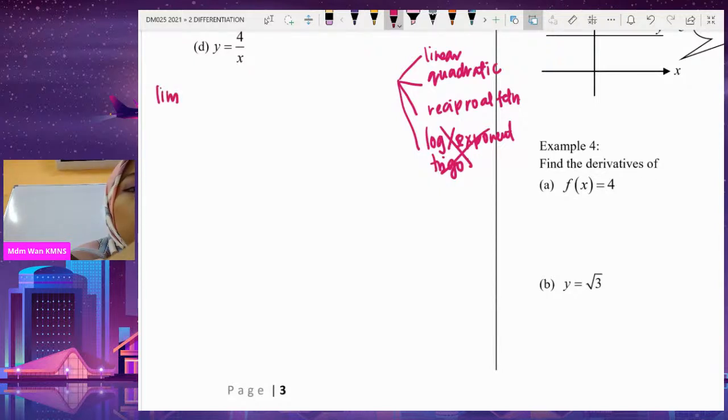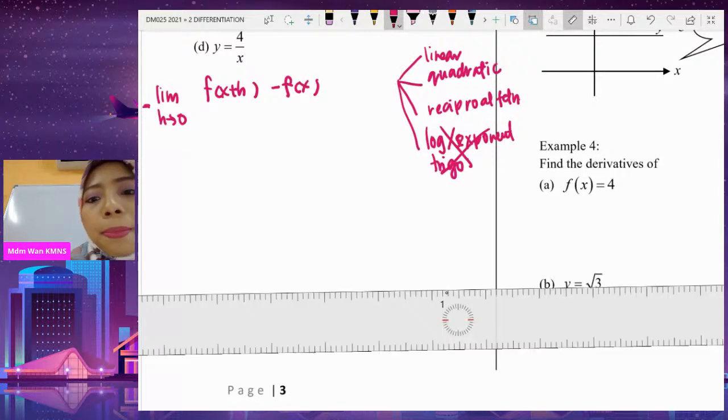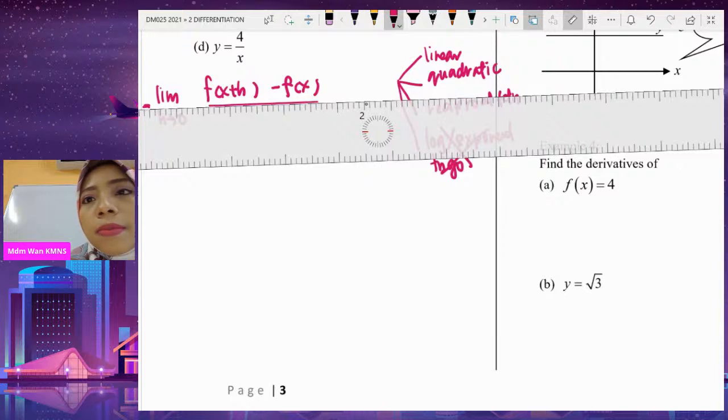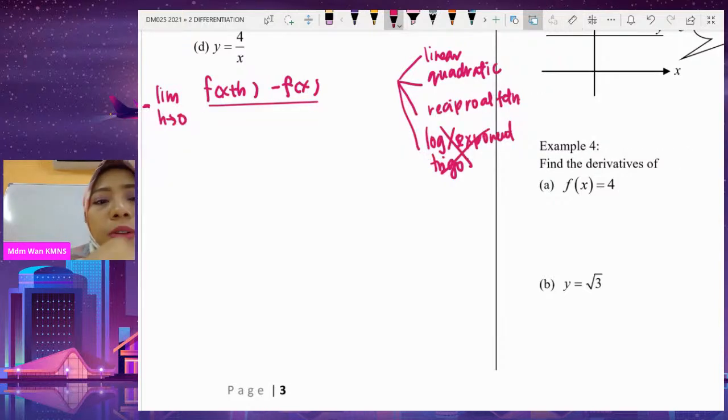Okay, so we are finding y prime. So limit h approaching 0, f(x plus h) minus f(x) over h. Okay, what is our f(x plus h) here?